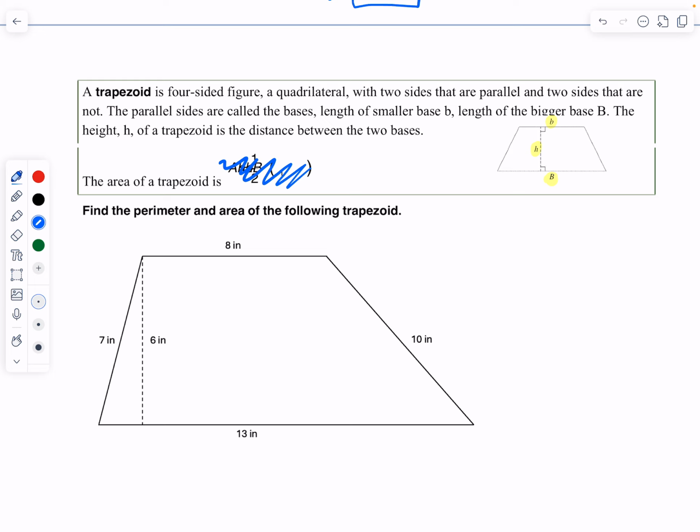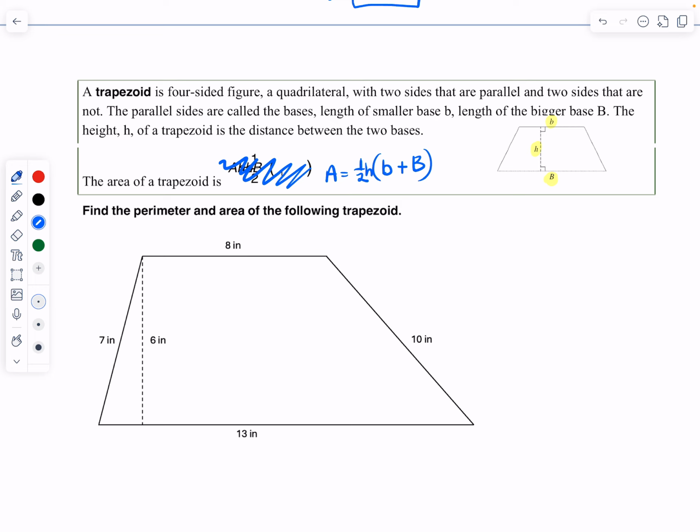Okay, so the formula for the area of a trapezoid equals 1/2 times the height, and then I'm going to take the smaller base plus the larger base. Okay, so it's 1/2 height times base 1 plus base 2.